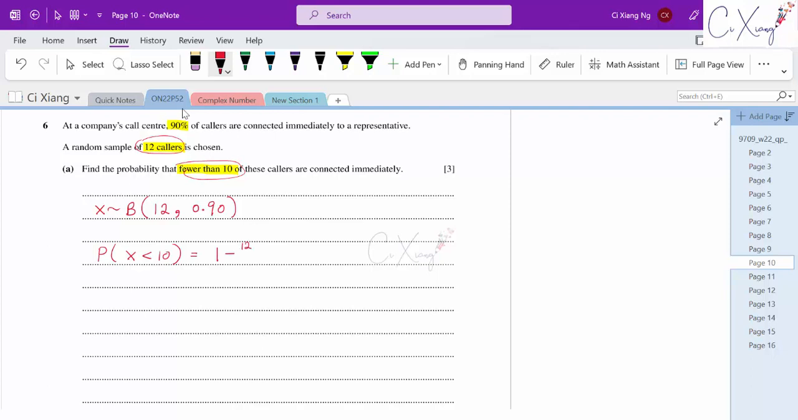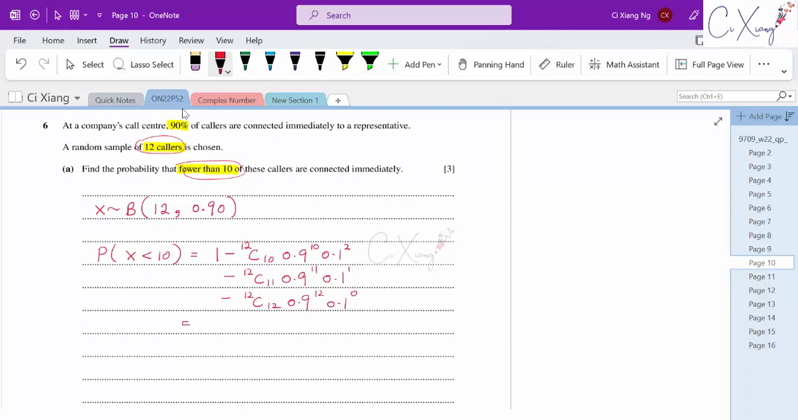For x equals 10, I'm having 12C10, 0.9 power 10, 0.1 power 2. So you should try to link back with the binomial distribution formula. This is the probability for x equals 10, and I also want to add x equals 11, so 12C11, 0.9 power 11, 0.1 power 1. And of course, also need to add x equals 12, so 12C12, 0.9 power 12, 0.1 power 0.